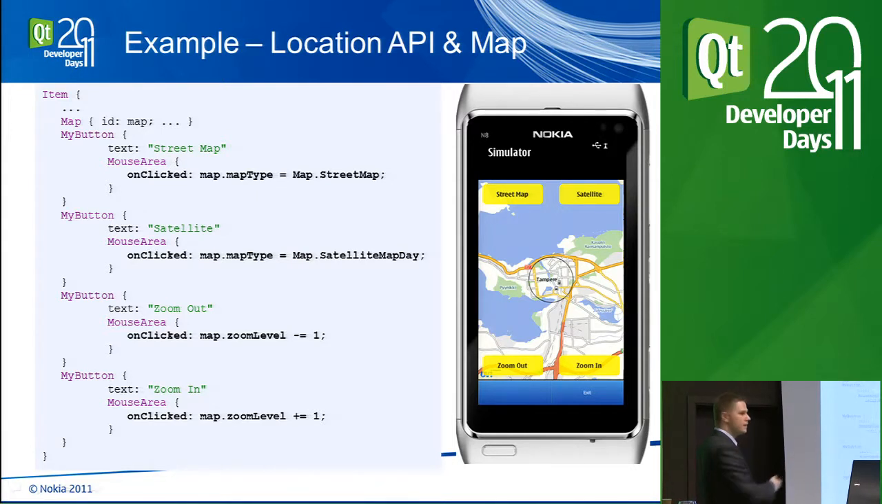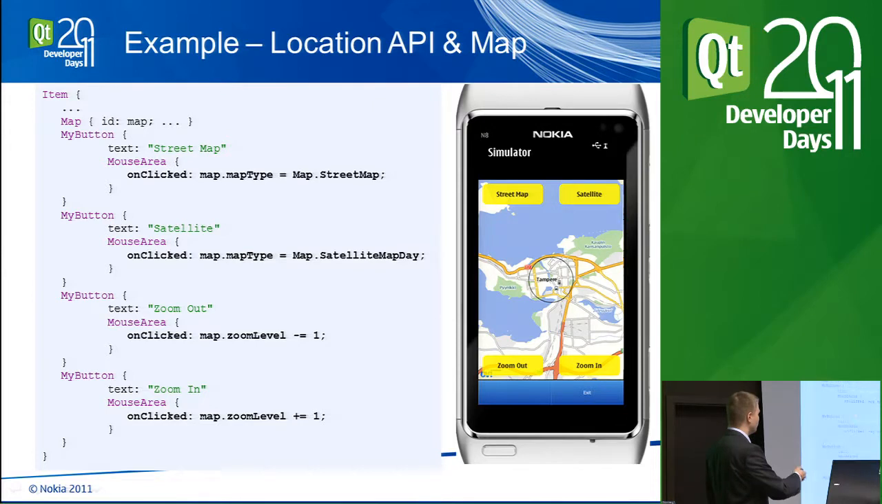And these actions are nicely supported by the map itself. So there's map type, which we can set to map.StreetMap or SatelliteMapDay. And then we can modify the zoom level, zooming in and out.